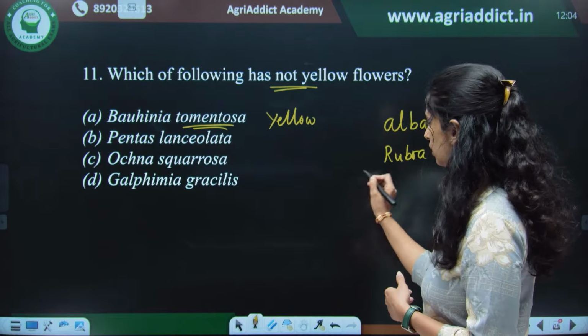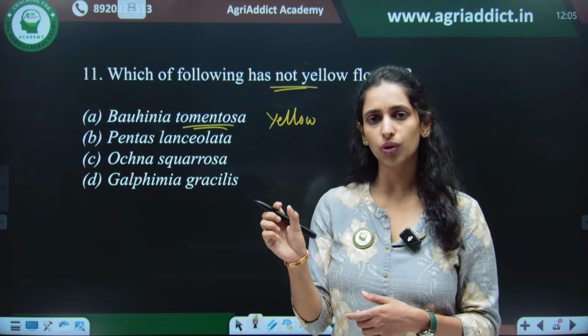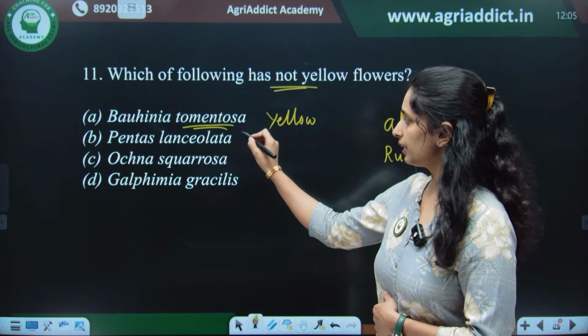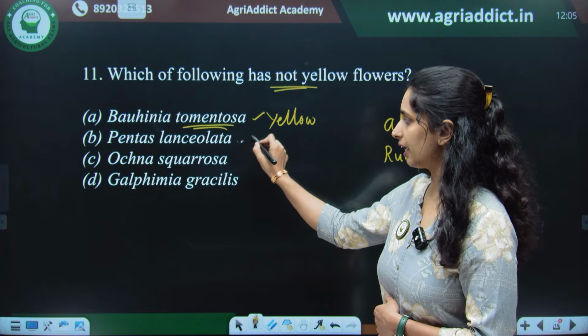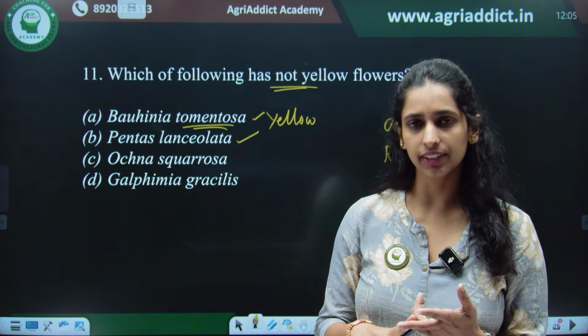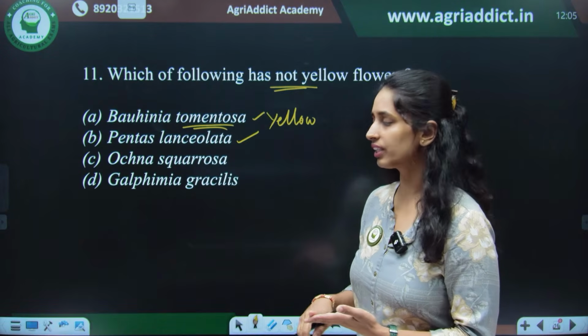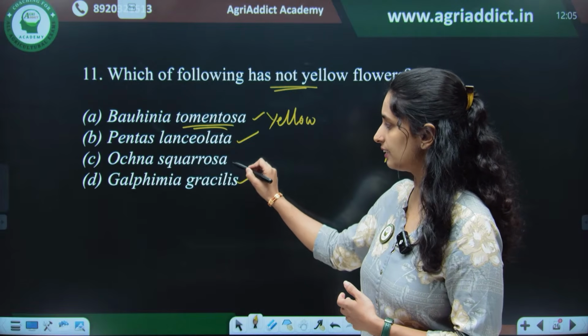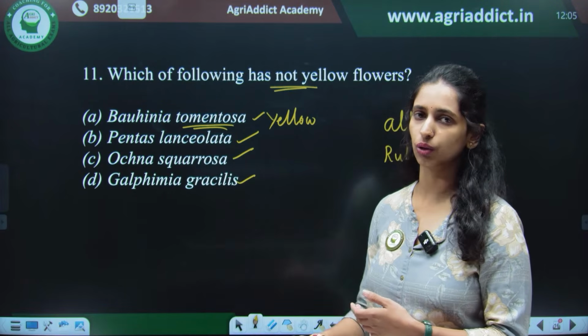ऐसे ही कुछ keywords if you know, so you can guess the species. So here it is having yellow color. Pentas lanceolata. पेंटास में तो बहुत कलर्स आता है, पिंक, रेड, वाइट, लेकिन येलो इतना प्रोमिनेंट नहीं है. And Golphinia gracilis and Ochna squarrosa, they have the yellow flowers.